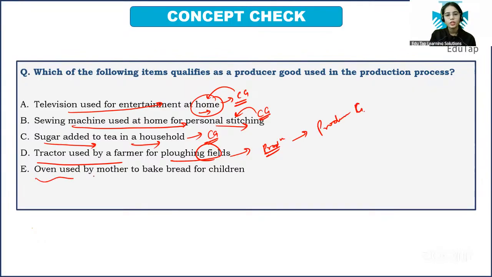Oven used by mother to bake bread for children, so this is a consumer good. So all the others are consumer goods. The best possible answer here is D. So that is your answer.